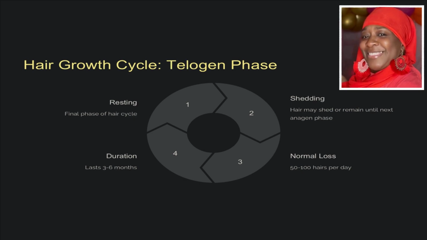Telogen phase. The telogen phase is the resting phase. It is the final hair cycle phase. The hair either sheds or remains in place until the next anagen phase, when the new hair growing in pushes it out. Shedding is a natural part of the hair's growth cycle. It is common to lose 50 to 100 hairs per day. Less than 10% of scalp hair is in the telogen phase at any time. This phase lasts 3 to 6 months.